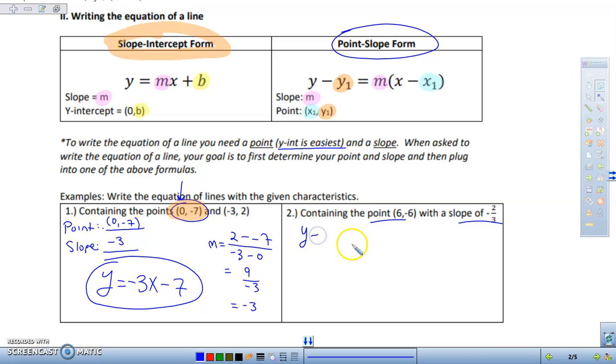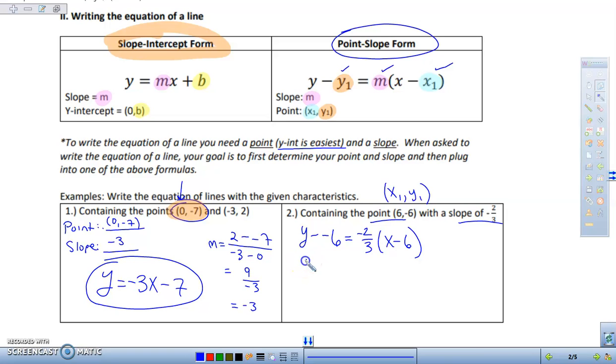So here's how we plug in. y minus, here's my point. This is going to be (x1, y1). So y minus y1, so y minus -6, equals the slope, -2/3, times x minus x1, which is +6. So all I've done so far is plug in for y1 and x1 in my formula. But now, I always want your answer, when I ask you to write an equation, to be in slope-intercept form. So we have to get y all by itself.